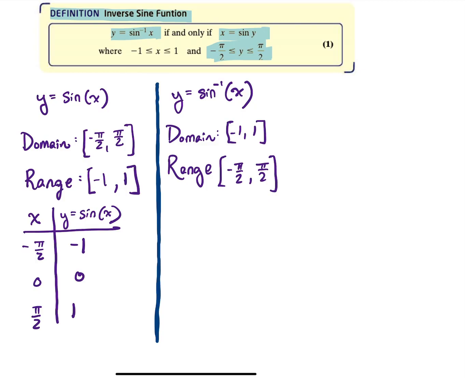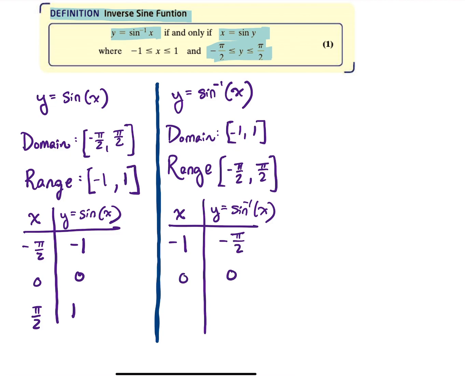So let's also build a similar table of values. And since we're swapping domain and range, we can think about just swapping these coordinate points. So instead of negative pi over 2, negative 1, like we have for the sine, we can say that would take an input value of negative 1 and produce negative pi over 2. We'd still have the point 0, 0, because that's just swapping 0 for 0. And then when x is equal to positive 1, it would produce the angle pi over 2.